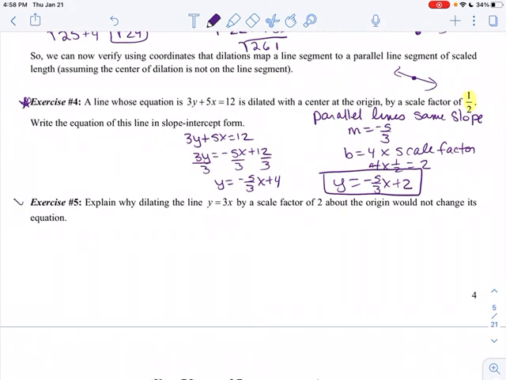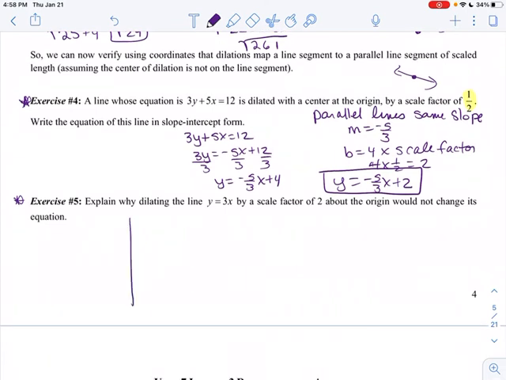Now this next example, I have the line y equals 3x. The y equals 3x has a y-intercept of 0, and it has a slope of 3, so it's right here. It looks just like this. Okay, if I was to dilate that from the origin, well, the origin is the center of dilation. It's on the line. Therefore, the answer is just the exact same line. So those are two different scenarios, and we will talk about those tomorrow and practice those.